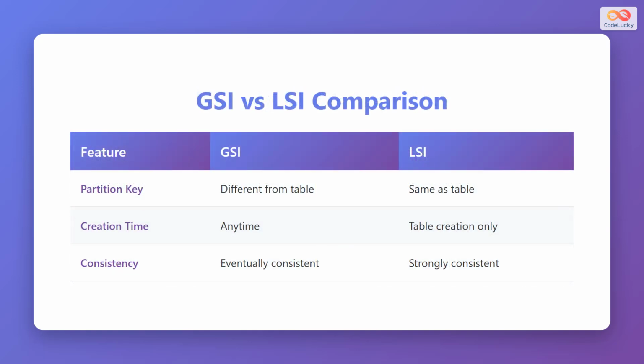Let's compare global secondary indexes and local secondary indexes side by side. When it comes to the partition key, GSIs can use a different partition key from the table, while LSIs must use the same partition key as the table. Regarding creation time, GSIs can be created anytime, even after the table exists, but LSIs can only be created during table creation. For consistency, GSIs provide eventually consistent reads, whereas LSIs offer strongly consistent reads, ensuring immediate data accuracy.